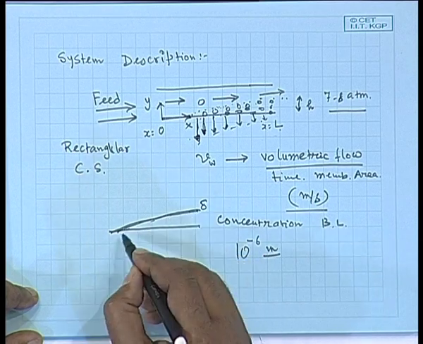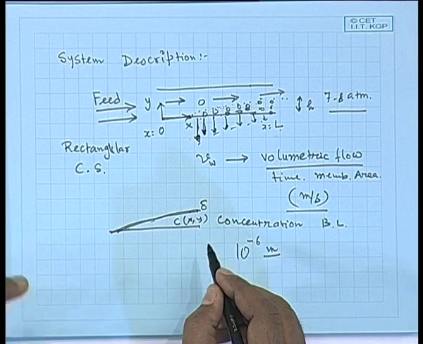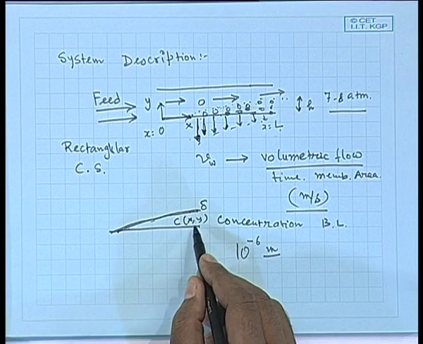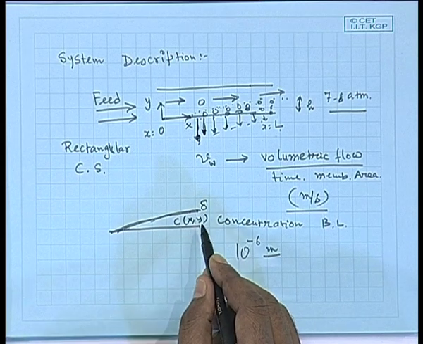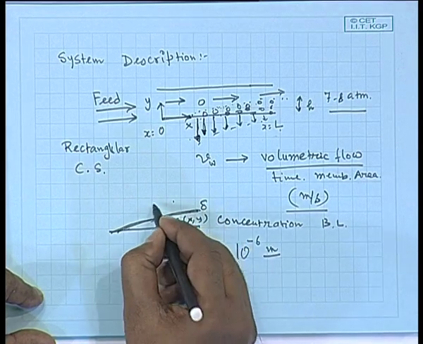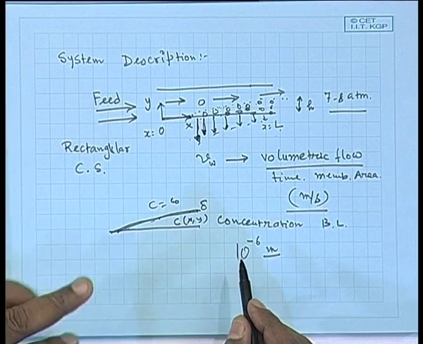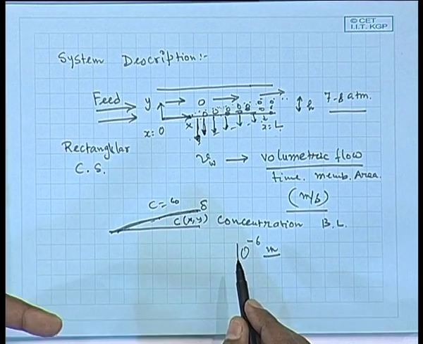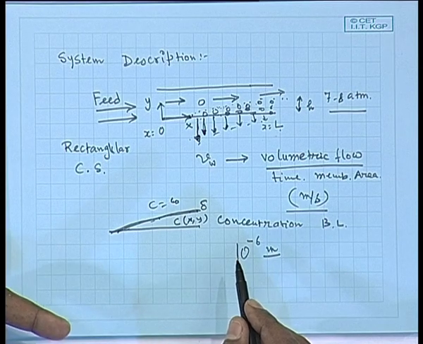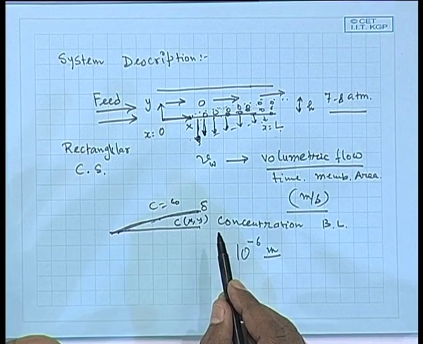Inside this concentration boundary layer, the concentration profile exists. That means there is a variation of concentration as a function of location x and y. Beyond this concentration boundary layer, C is equal to C naught, that is the concentration of the feed. So within the concentration boundary layer there is a concentration profile; beyond that there is no variation of concentration.